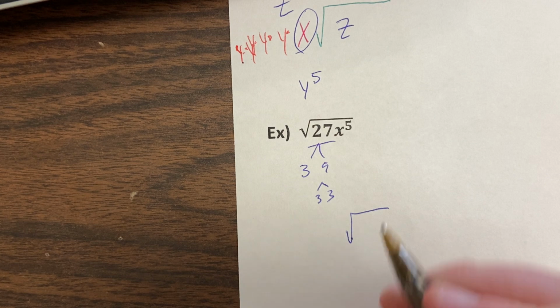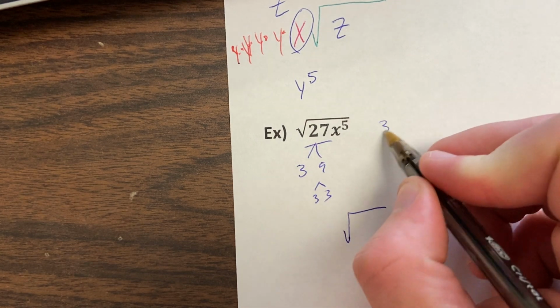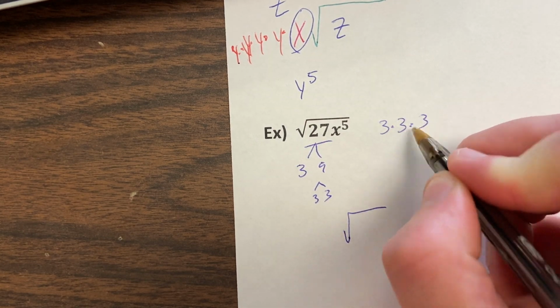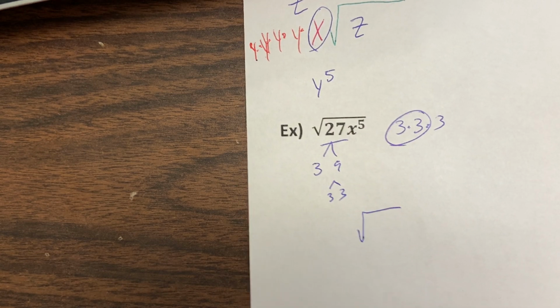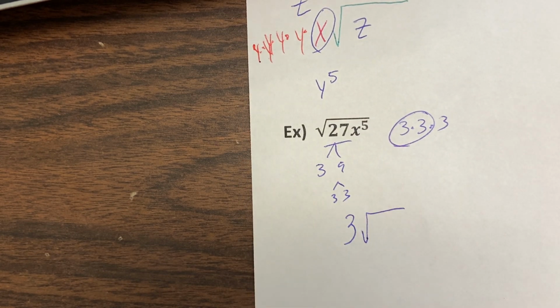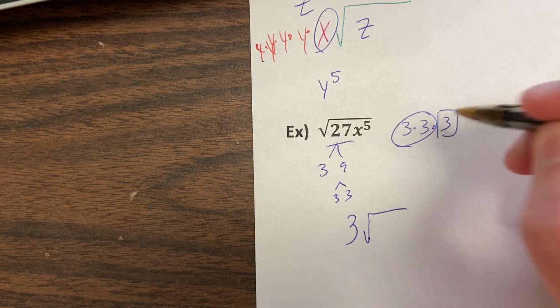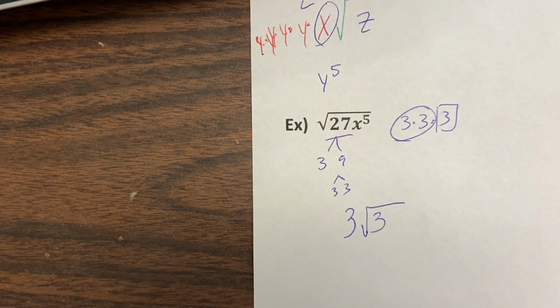9 is 3 times 3, and so if I write out the prime factorization of this, 3 times 3 times 3, I have a pair of 3s, so I'm going to pull them out, and then I have this little loner 3 that does not have a matching pair anymore. We're going to keep him inside the house.